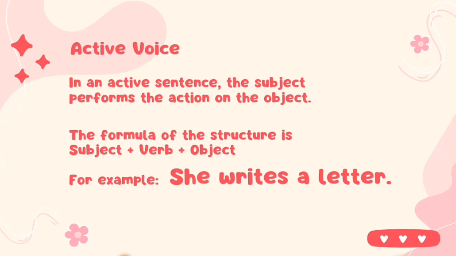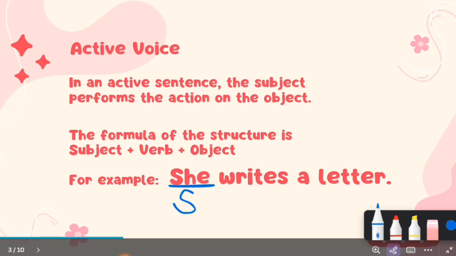Active voice. In an active sentence, the subject performs the action on the object. The formula of the structure is subject plus verb plus object. For example, she writes a letter. In this text, she becomes the subject, performs the action, the verb is writes, and the object is a letter.